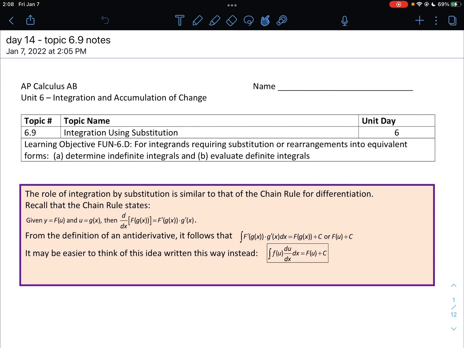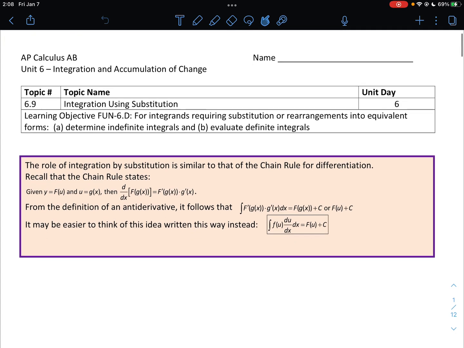All right, everyone, we're going to finish our 6th unit today with topic 6.9, which is integration using substitution. The rule of integration by substitution is similar to that of the chain rule for differentiation. So there's a little look at the chain rule, something we used a lot back in first semester.